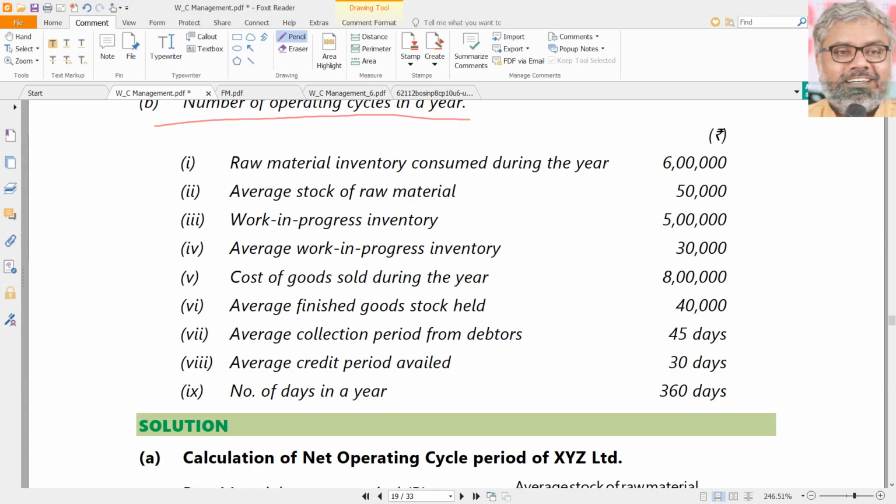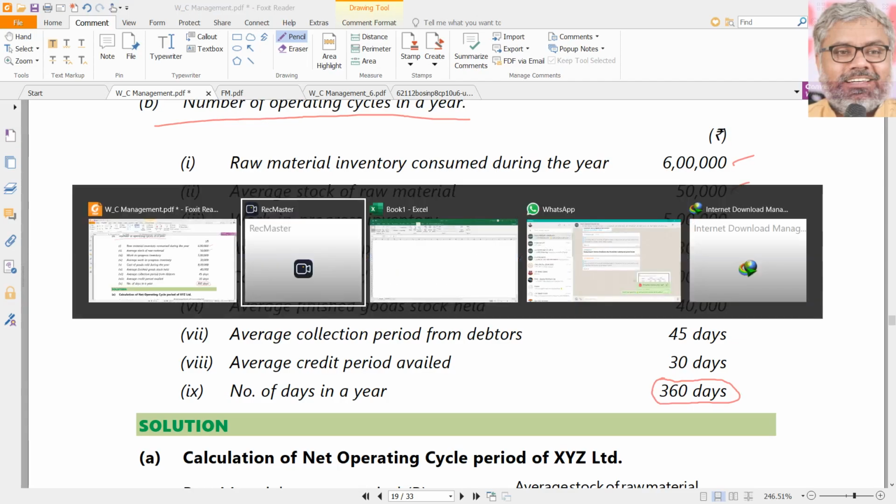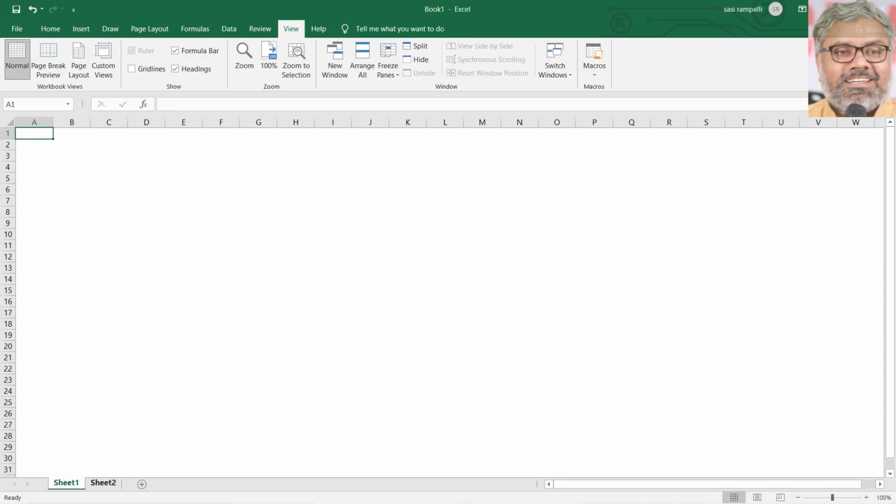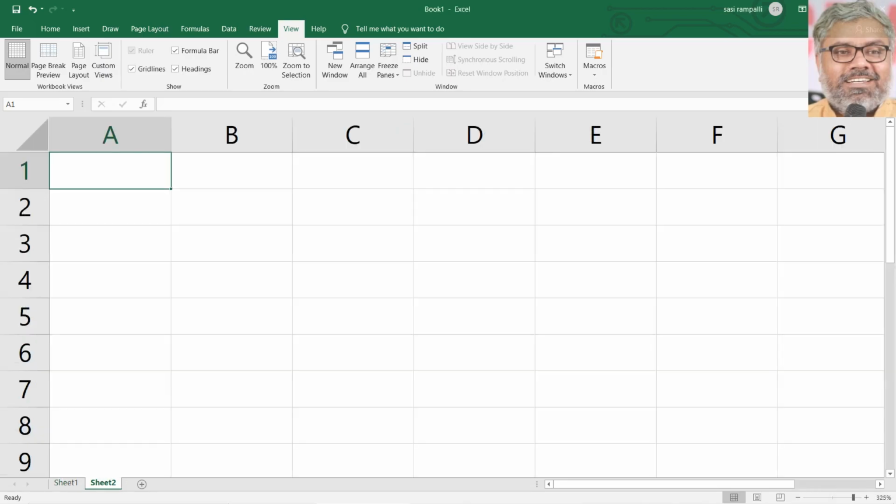Raw material inventory consumed during the entire year is this. Average stock of raw materials is this, like this. All the information is given, but the main point here is this. What is that? Number of days in a year to be taken as 360 days. So everywhere, wherever we take, it has to be taken as 360 days. So from that, we need to apply this information in the formula one by one.